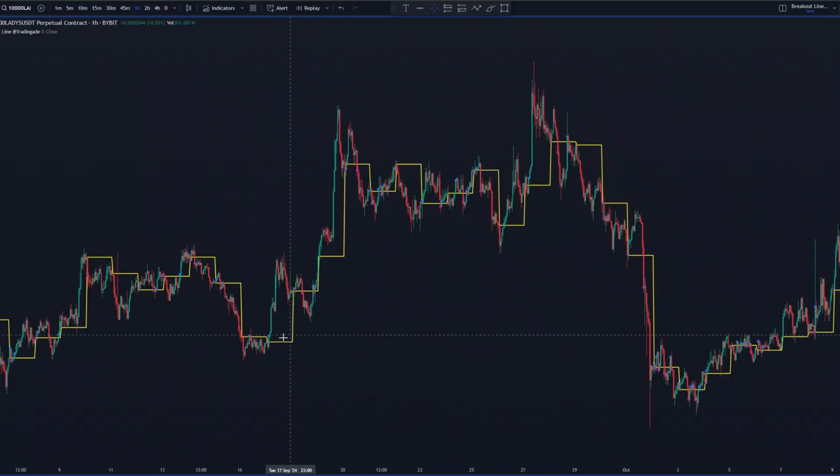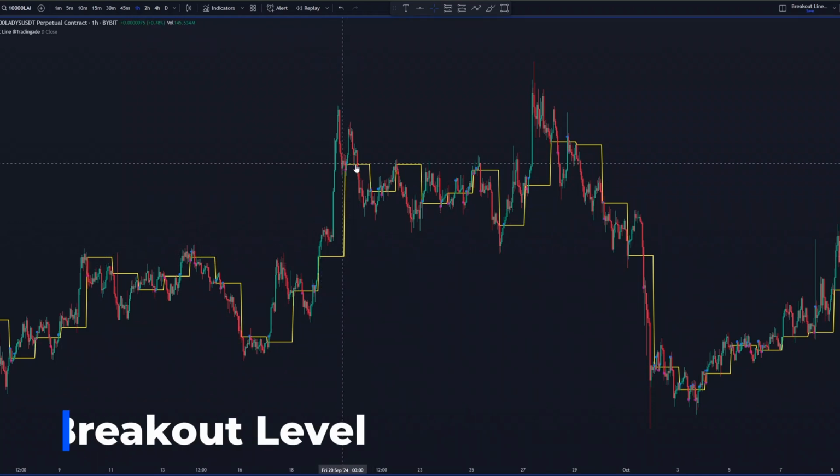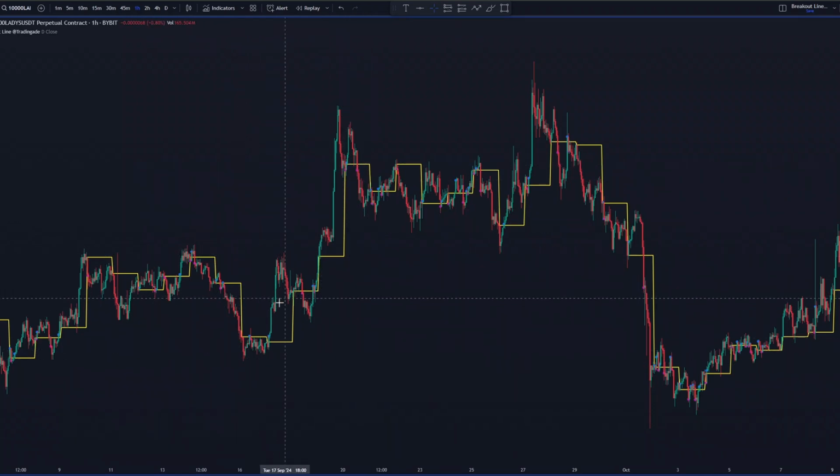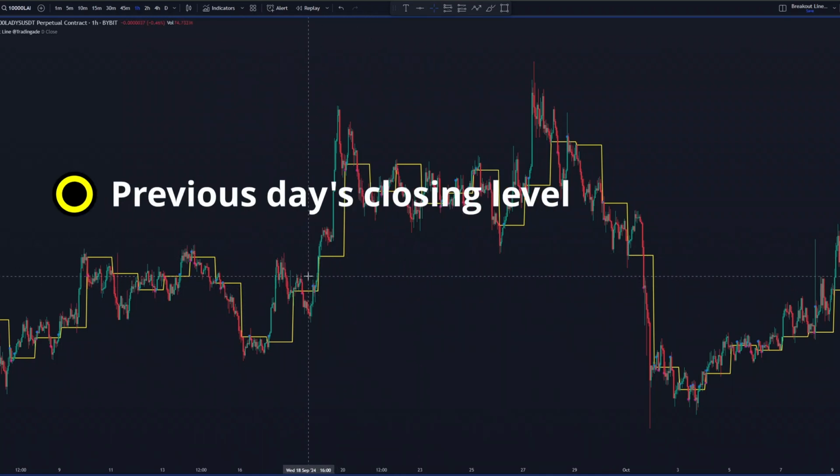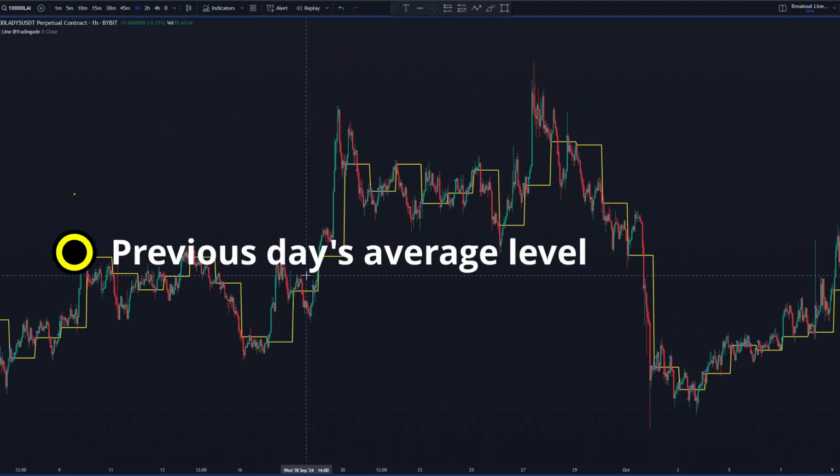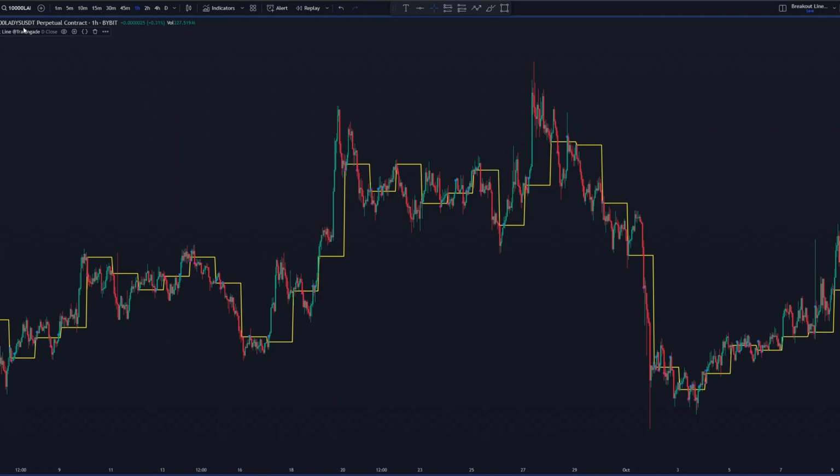Once you load it onto the chart, as you can see, we have a yellow line which represents our breakout level. This TradingView indicator draws a line on your chart, representing the previous day's closing level or the previous day's average level. Let me explain a little bit better.